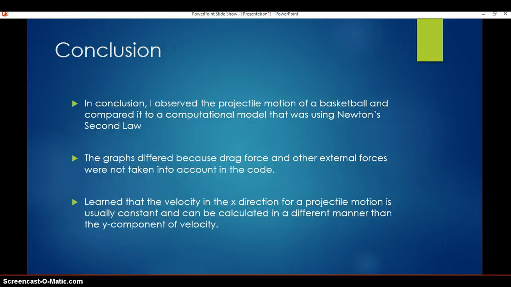And then in conclusion, I observed the projectile motion of a basketball and compared it to a computational model that was using Newton's second law. I should have used drag force in my code and accounted for the other external forces. And what I learned from this lab is that the velocity in the x direction for a projectile motion is constant and can be calculated in a different manner than the y component velocity.